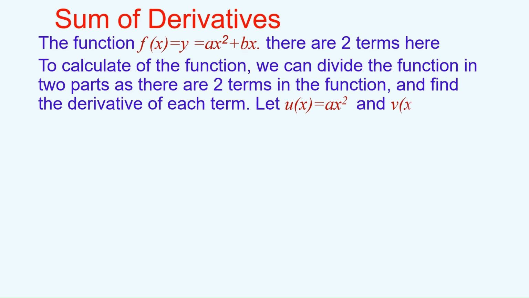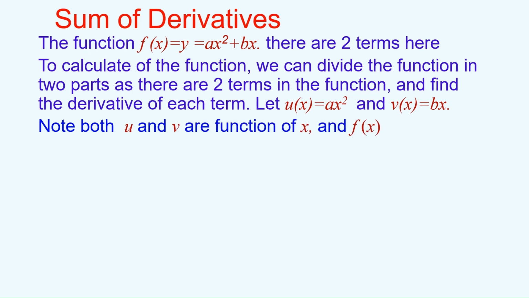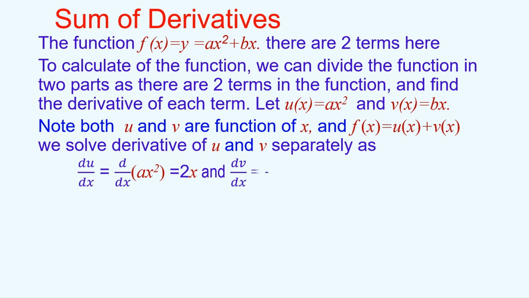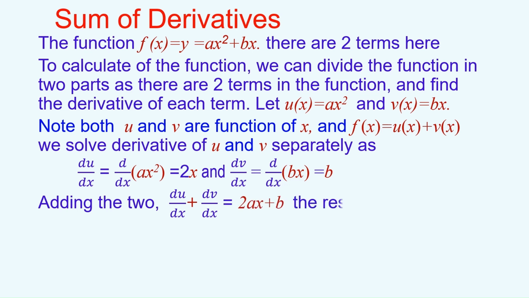Let u(x) equals ax squared and v(x) equals bx. Note both u and v are functions of x, and f(x) equals u(x) plus v(x). We solve the derivative of u and v separately as du/dx equals d/dx of ax squared equals 2ax and dv/dx equals d/dx of bx equals b. Adding the two, du/dx plus dv/dx equals 2ax plus b.